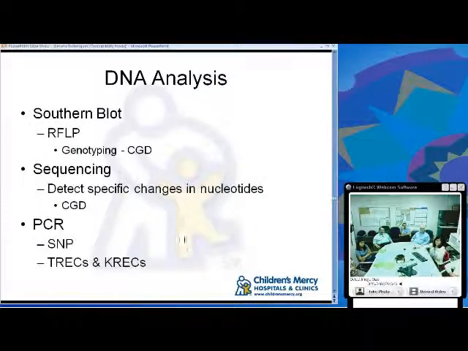Okay, so for DNA analysis and summary then, we can do a Southern blot, we can do RFLPs, and we can genotype the DNA. An example is the CGD. We can sequence the DNA to look for specific changes in nucleotides, and I've shown you an example using the CGD example. And then by polymerase chain reaction, we can look at SNPs, or we can do newborn screening by looking at TREC and KREC.